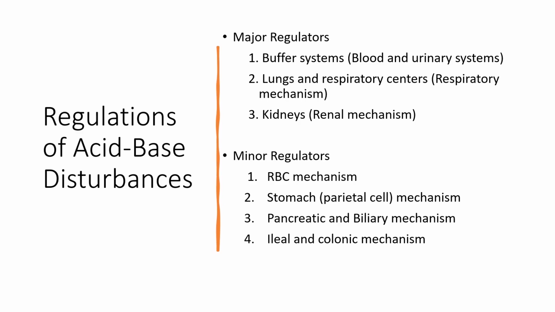They are the red blood cell mechanism, the parietal cell of the stomach, the pancreatic and biliary mechanism, the ileal and colonic mechanism. These are essentially found in special organs of the body in which they tend to contribute to the regulation of acid-base balance in their local area and not necessarily generally. But their little contribution in that local area can have a far-reaching effect on the general acid-base balance and the pH of the body.